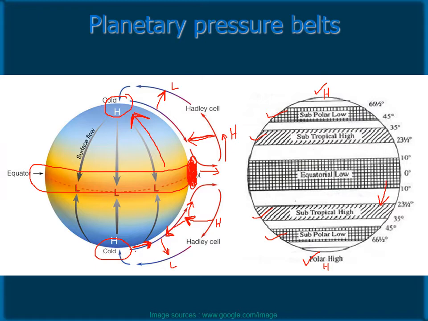Similarly, during June, when the sun is over the northern hemisphere, that means summer occurs in the northern hemisphere, the equatorial low shifts towards the northern hemisphere and lies over the Tropic of Cancer. With this shifting, all other pressure belts over the Earth's surface also shift simultaneously towards north and towards south.